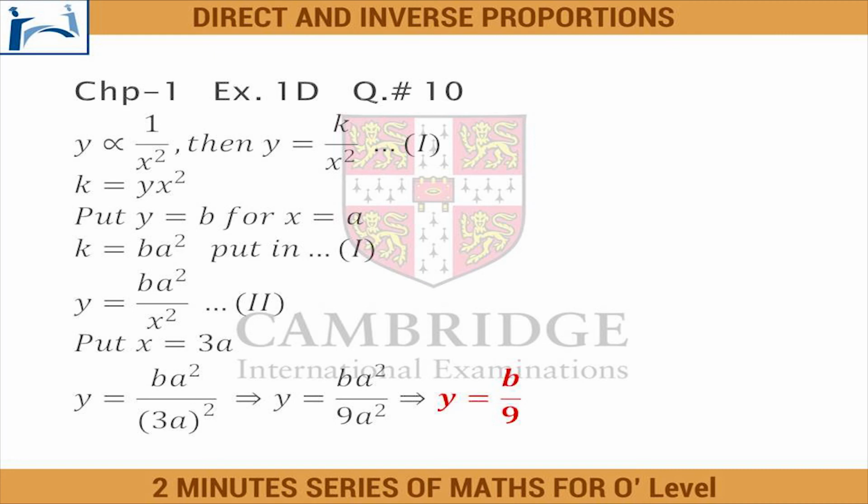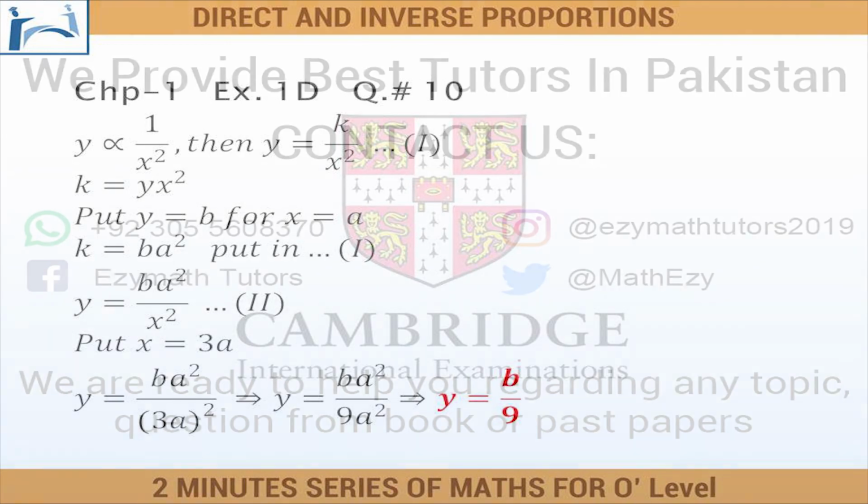Now we put x equal to 3 times the value of x. The x equal to 3a. Then we get y equal to b a square over 3a whole square. We get y equal to b a square over 9a square, which gives us y equal to b over 9.